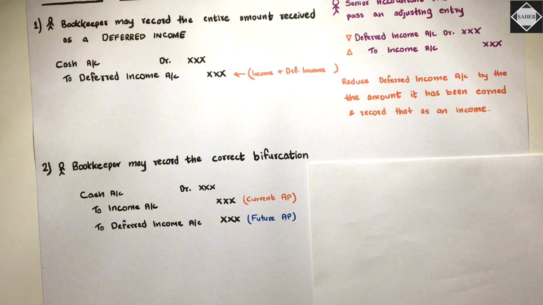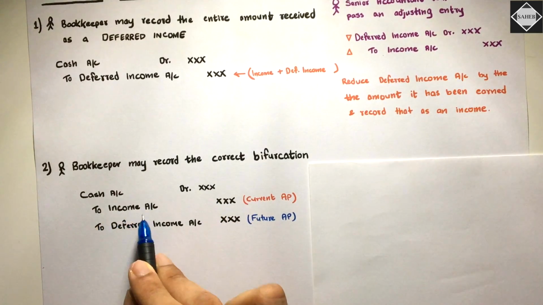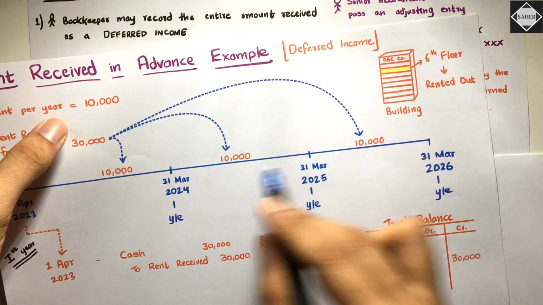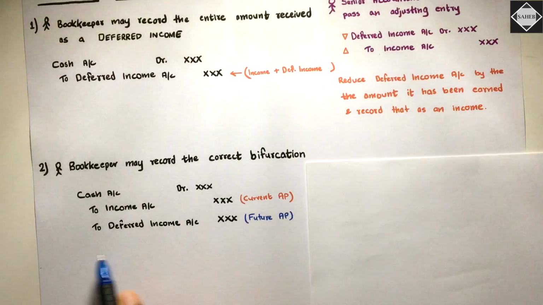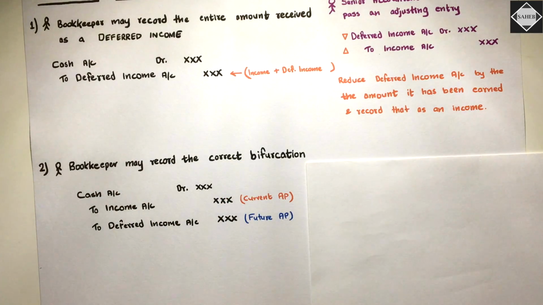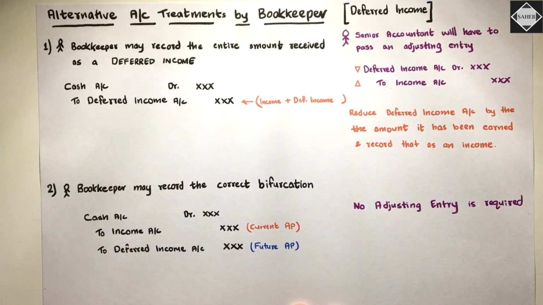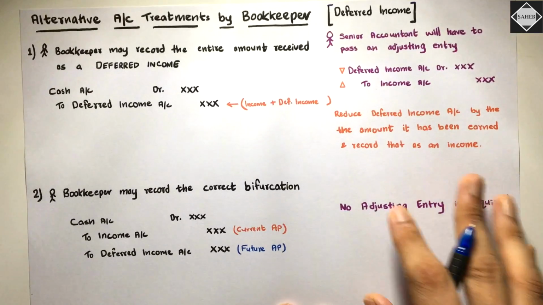So in that case, he will record deferred income properly. The entry will be cash account debit 30,000 to rent received account 10,000 and to deferred income 20,000, which relates to future accounting periods for which we have to provide service in the future. This is what he will do. If the bookkeeper records like this, the correct bifurcation, then the senior accountant has to pass no adjusting entry. No adjusting entry is required. You don't have to pass anything. So these are the two alternative accounting treatments by the bookkeeper and their respective adjustments. Here the adjustment is required and here it's not required.